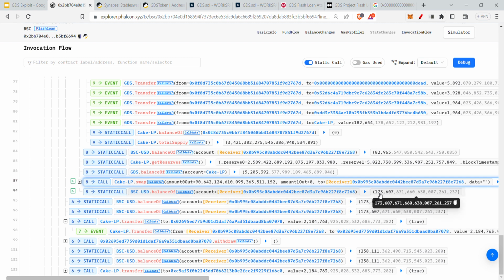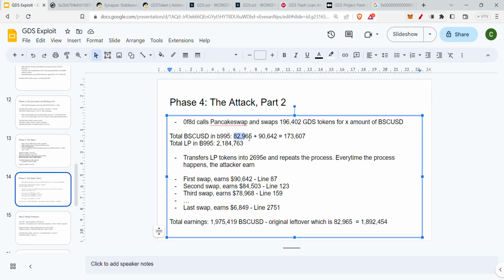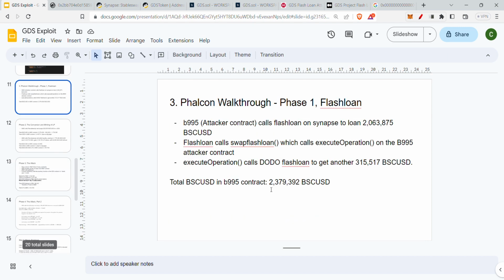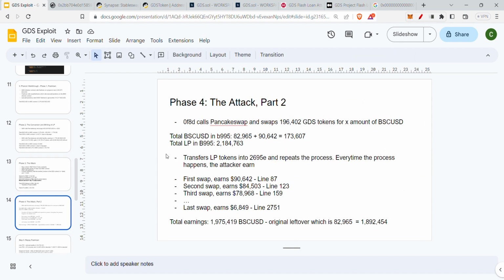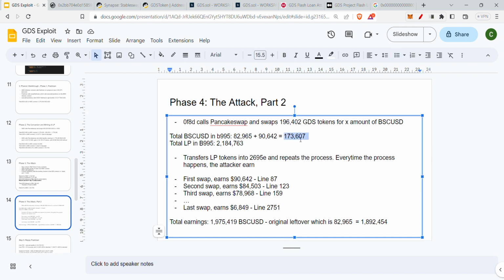How come it has 173,000 and not 90,000? Remember that he has a leftover from when he was minting LP tokens. He has a leftover of 82,965 BSC USD tokens. Over here, right? Phase 2, he has this amount left over. So it is correct to say that in the B995 contract right now, it has 173,607 BSC USD token.